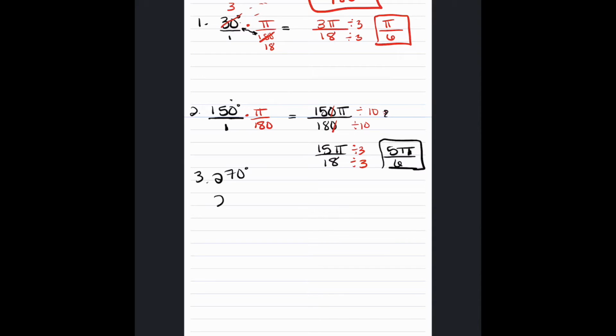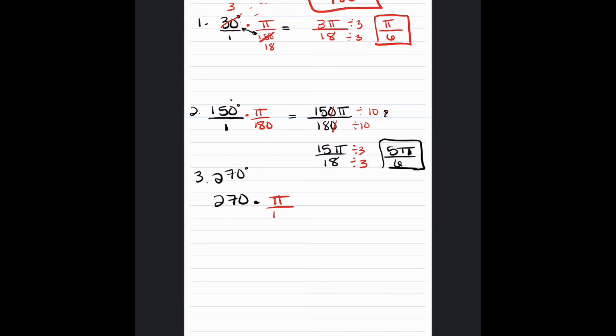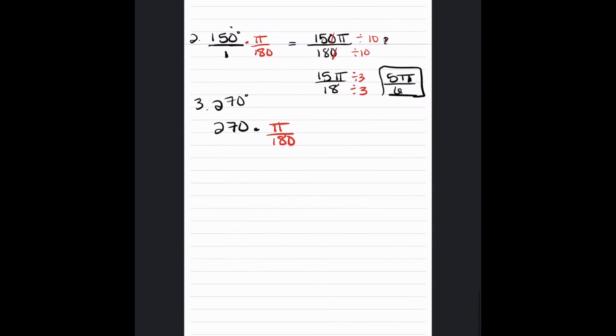Okay, go ahead and try 270 on your own. So you have 270, you're going to multiply it times 1 pi over 180, and then you're going to reduce it. Make sure you go ahead and type your answers onto the Google Doc. You don't have to take a picture of your work, just the answers is fine. You can use, for the fractions, use the slash key. So if I were to enter this in, this would be 5 pi over 6, like that.